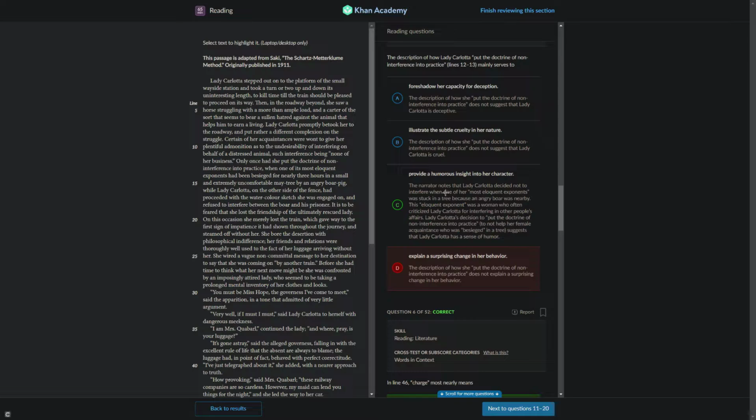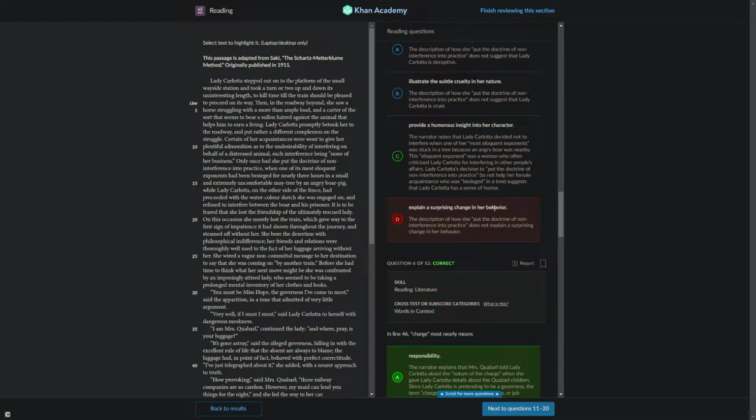The narrator notes that Lady Carlotta decided not to interfere when one of her most eloquent exponents was stuck in a tree because an angry bull was nearby. This eloquent exponent was a woman who often criticized Lady Carlotta for interfering in other people's affairs. Lady Carlotta's decision to put the doctrine of non-interference into practice suggests that Lady Carlotta has a sense of humor. Okay, I see where she could come from here. It says here, treed by an angry boar pig while Lady Carlotta.